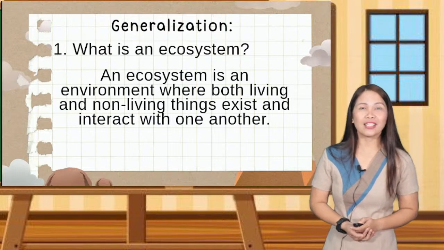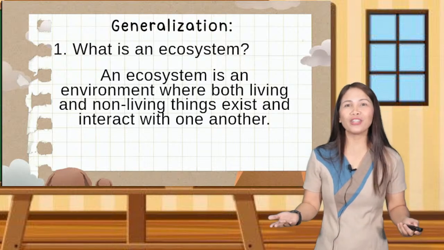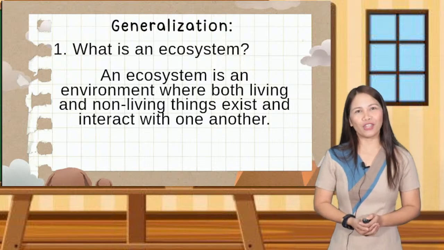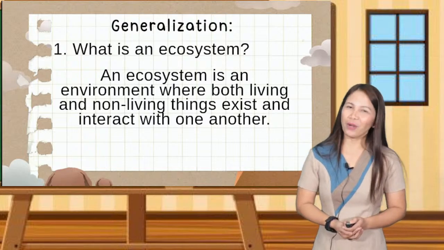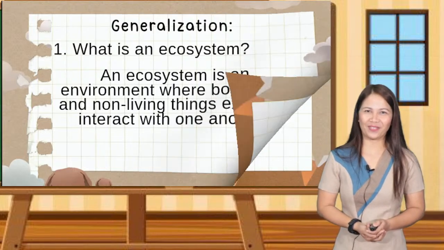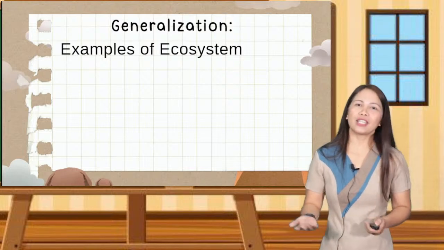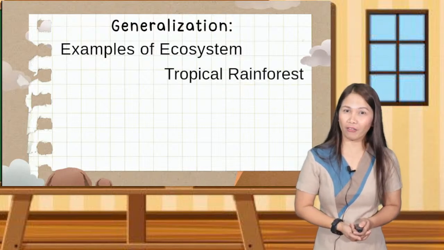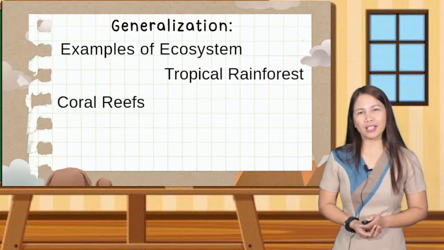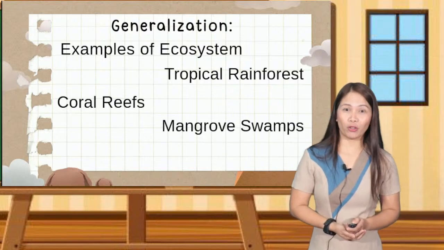An ecosystem is an environment where both living and non-living things exist and interact with one another. You have also your own ecosystem at home, right? So examples of ecosystem, we have tropical rainforests, coral reefs, and mangrove swamps.